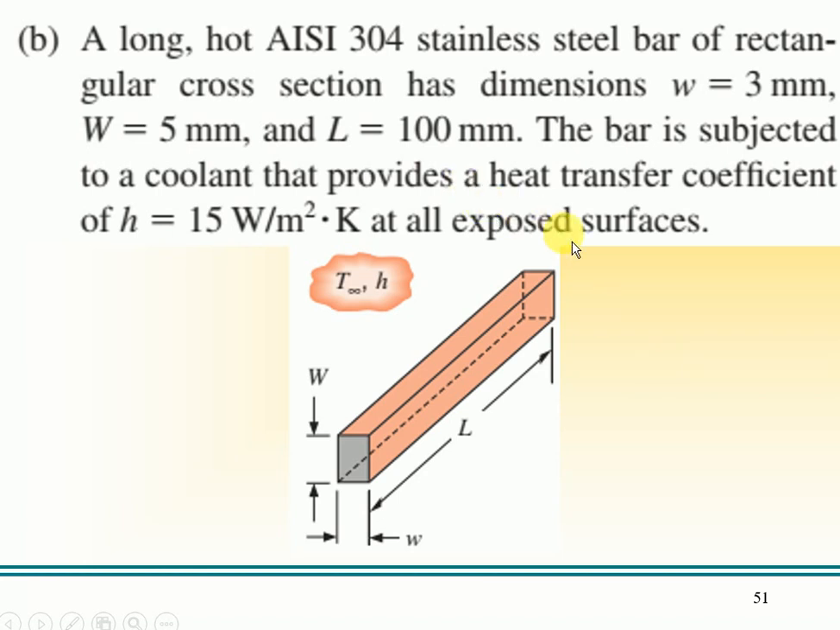The next question: a long hot AISI 304 stainless steel bar of rectangular cross section has dimensions of small w equal to 3 millimeter and capital W equal to 5 millimeter, and length equal to 100 millimeter. The bar is exposed to a coolant that provides a heat transfer coefficient of h equal to 15 watt per meter square Kelvin at all exposed surfaces. And what I have shown you in pink, these are the exposed surfaces. This is the capital W, the width, and this is the small w. So it is a rectangular cross section.